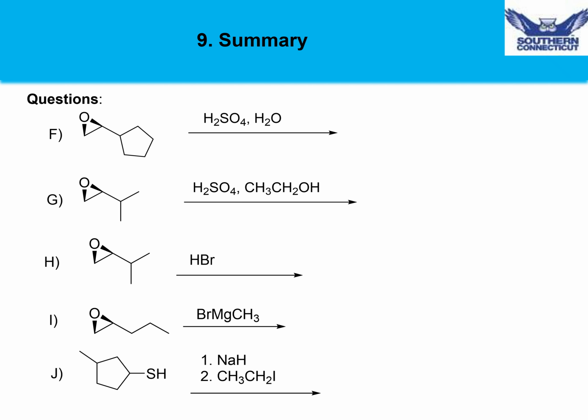In this next question, an epoxide will be treated with sulfuric acid and water. A similar reaction would be taking this epoxide, sulfuric acid, and ethanol. HBr is treated in this third reaction with an epoxide. In the fourth reaction, this epoxide will react with a Grignard. And then lastly, a thiol treated with base, such as sodium hydride, followed by ethyl iodide.